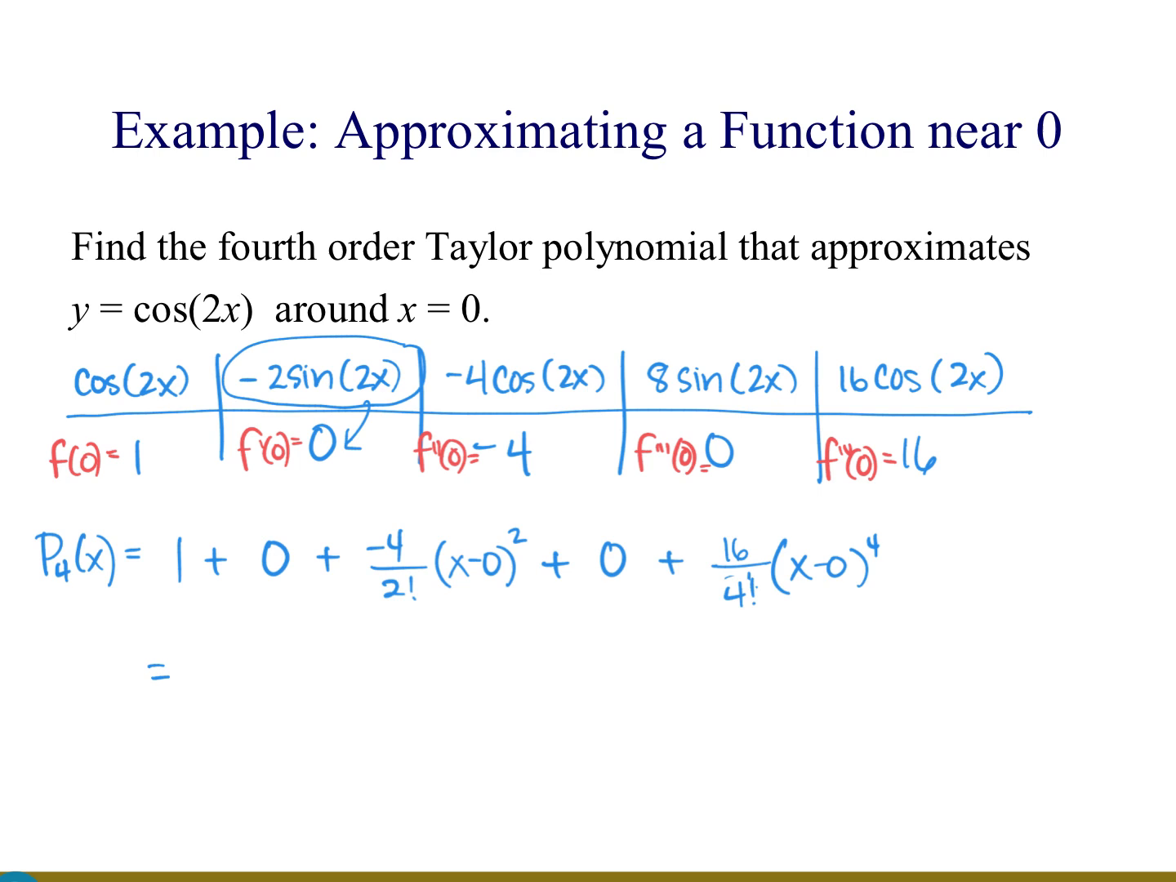And then we would just want to clean that up. So this will be 1, and then we don't need the 0 term, and then we'll divide negative 4 by 2, so that'll be minus 2x squared. And then since 4 factorial is 24, what do you get when you reduce that? 2/3. So plus 2/3 x to the 4th.